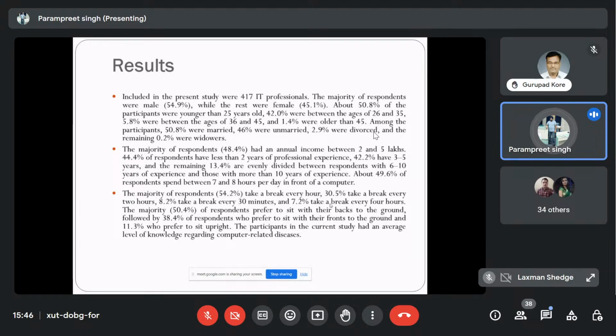The majority, 50.4% of respondents, prefer to sit with their backs to the ground, followed by 38.4% of respondents who prefer to sit with their fronts to the ground and 11.3% who prefer to sit upright. The participants in the current study had an average level of knowledge regarding computer related diseases.